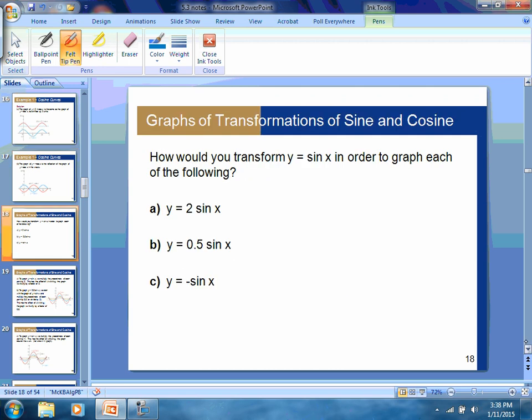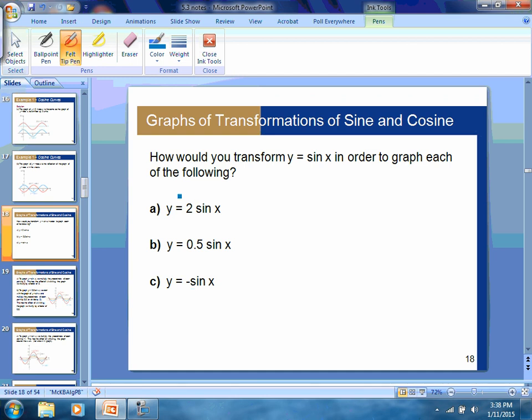Okay, so hopefully knowing those rules for transformations still applies very easily to what we're doing now with the sine and cosine graphs. And for this example here, we're not really going to graph all of these, but we're just going to talk about what you would do. What do these transformations do to the function y equals sine of x so that you get these graphs? So how would you transform them?